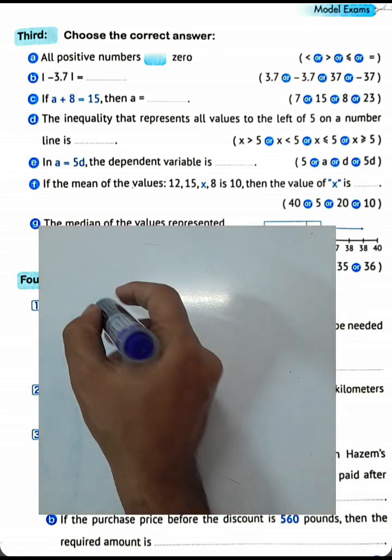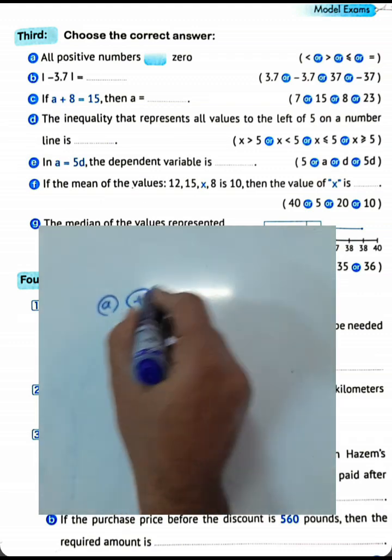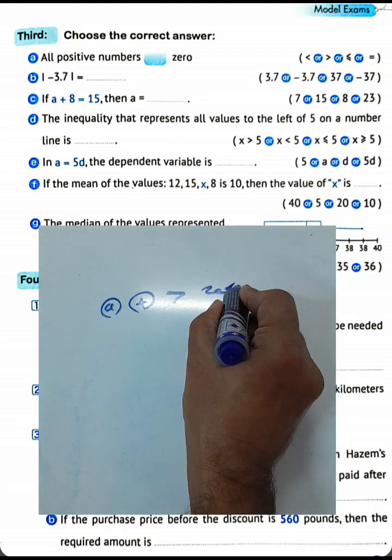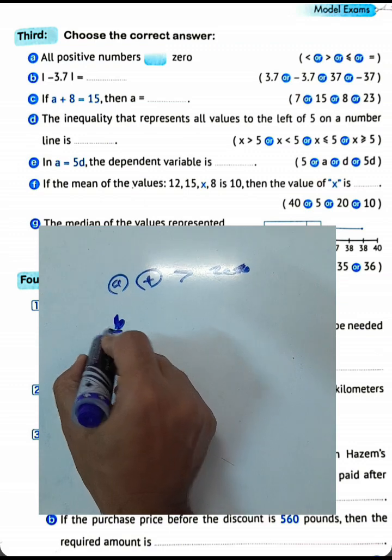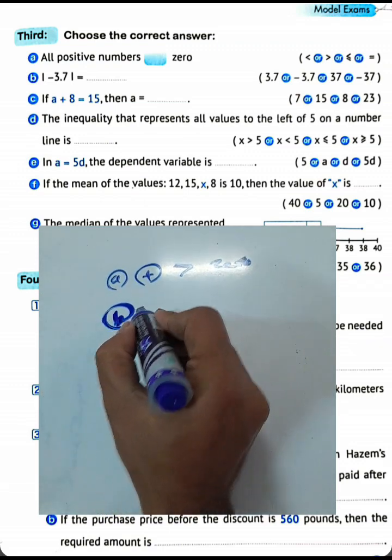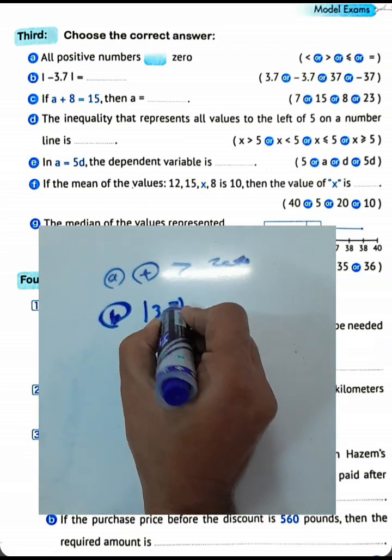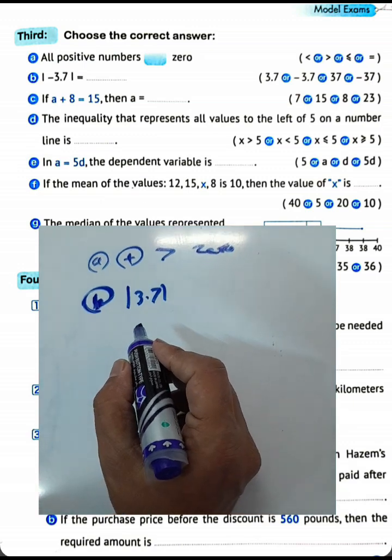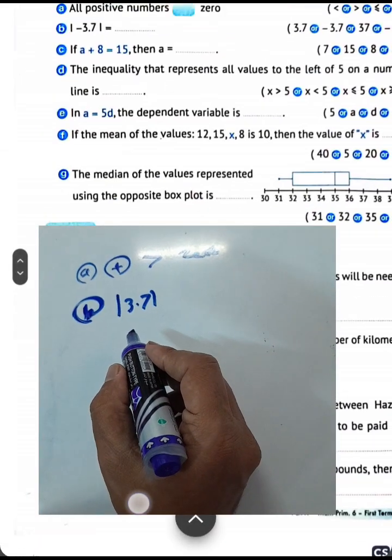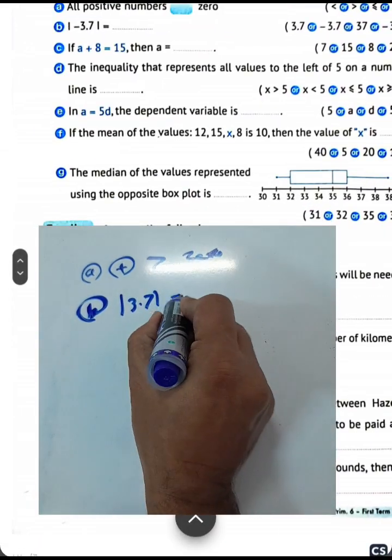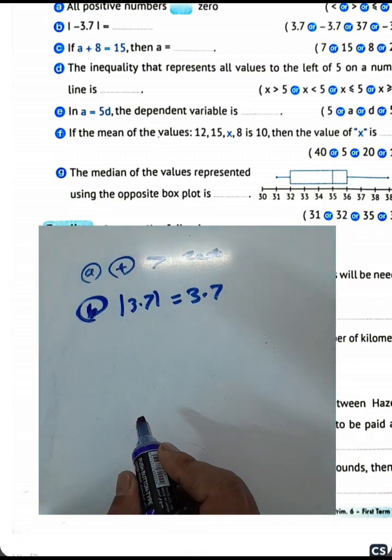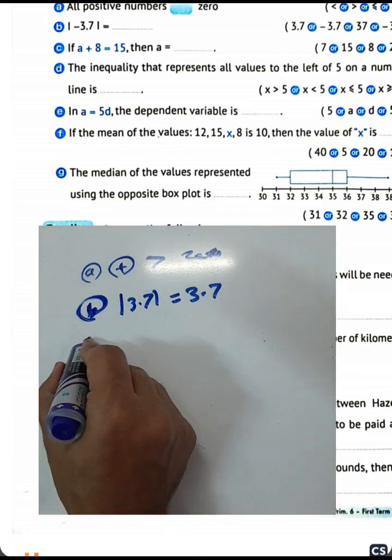All positive integers greater than 0. Positive integers greater than 0. Question letter B. Absolute value of 3.7. The absolute value of 3.7 will be positive 3.7. Okay. Question letter C.